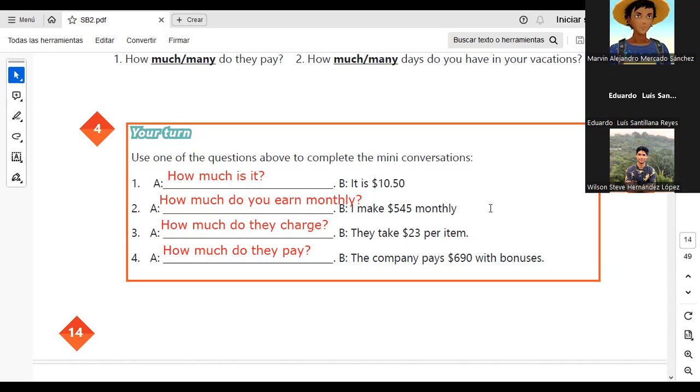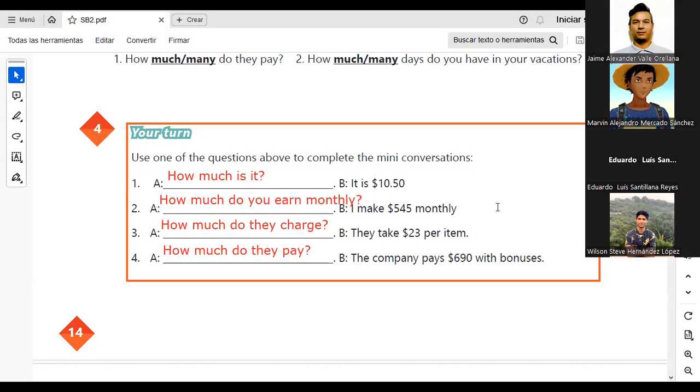How much do they pay? The answer, the company pays 690 with bonuses. Excellent, Karen. Very good. You are not so beginner. Usted no está tan principiante, lleva algo avanzadita. Okay. Good.